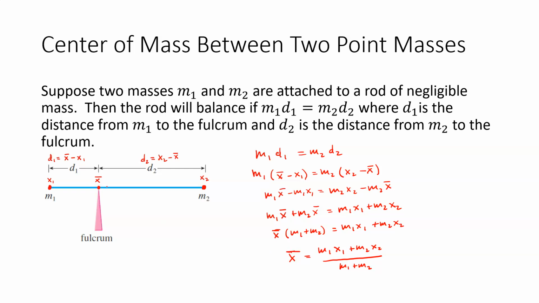Okay, so that tells us now at what point we can locate the fulcrum. So given these two point masses at locations x1 and x2 along some axis, this formula here, M1 x1 plus M2 x2 divided by the sum M1 plus M2, tells us exactly where that fulcrum x bar will be located.